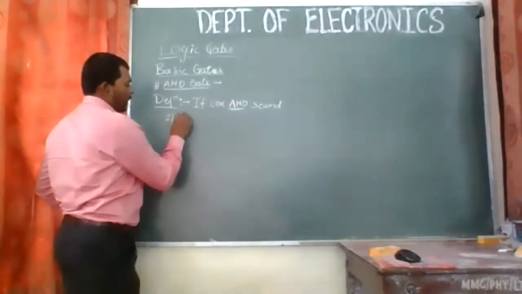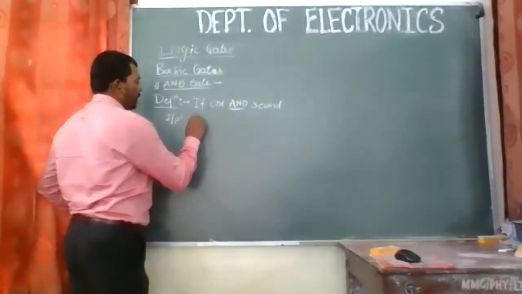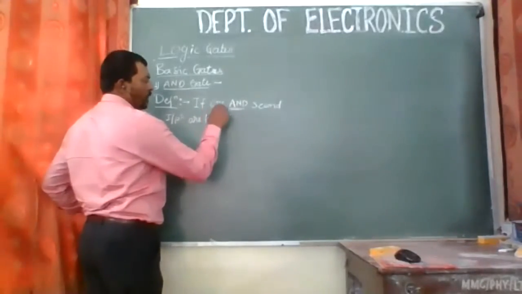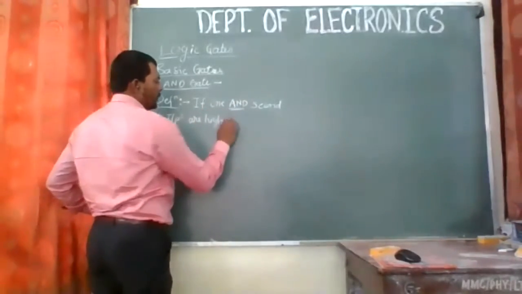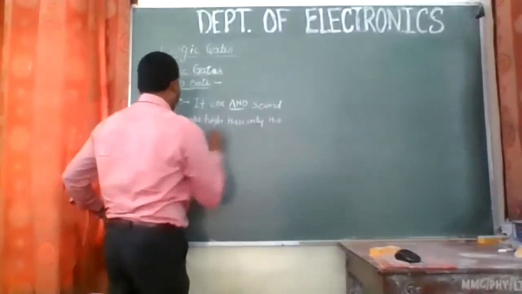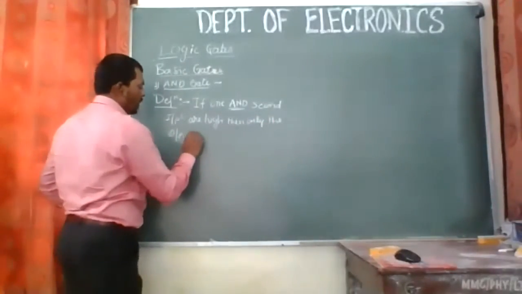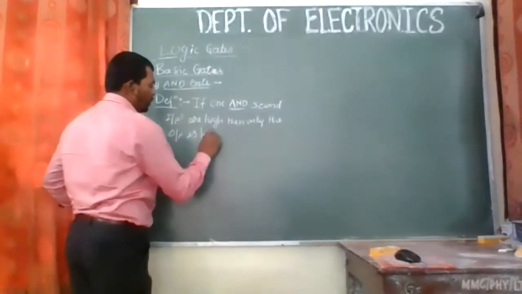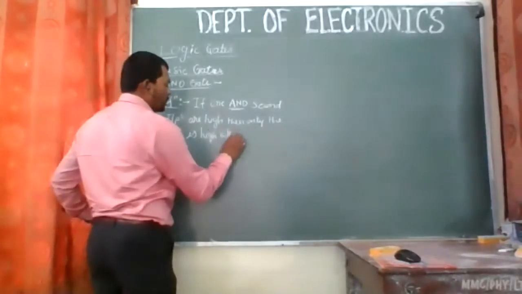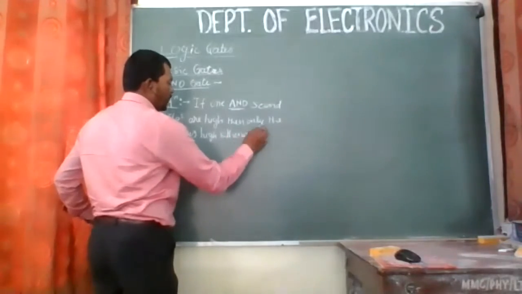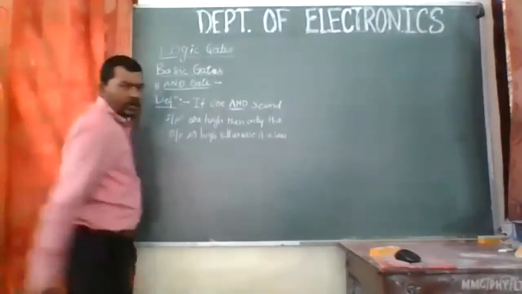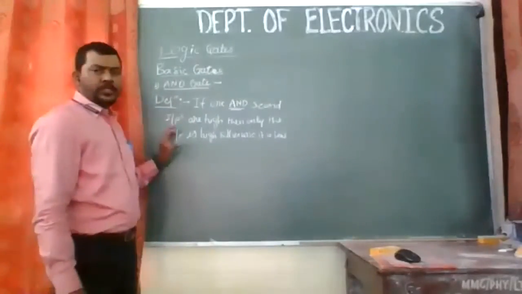inputs are high, just remember this. If the first and second inputs are high, then only the output is high, otherwise it is low. So this is the definition of the AND gate. Otherwise the output is low, right? This is the simplest definition we have.